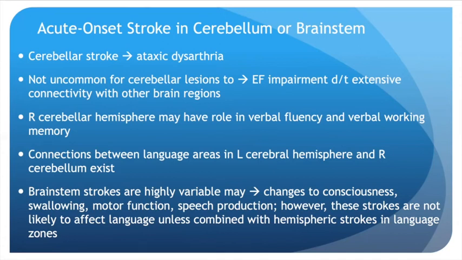Brainstem strokes are highly variable and might yield changes to consciousness, swallowing, motor function, speech production. They could even result in death in some cases. However, these strokes are not likely to affect language unless combined with hemispheric strokes and language zones.